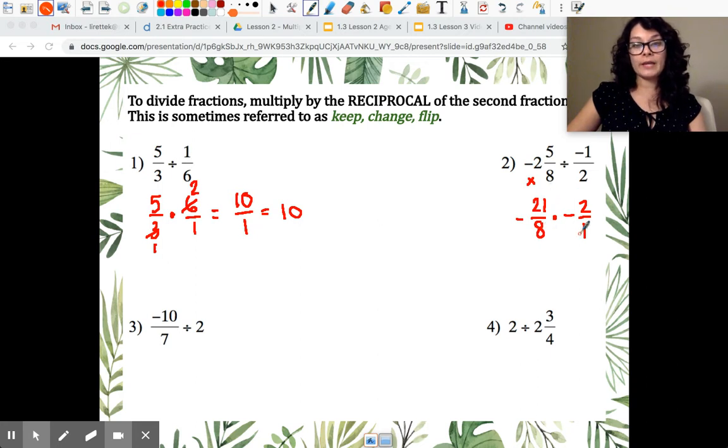And now I look for things to cross cancel or cross reduce. 21 can't reduce with 8 or 1. 2 can't reduce with 1, but it can reduce with 8. I can divide both of these numbers by 2. 2 turns into a 1, and 8 turns into a 4.